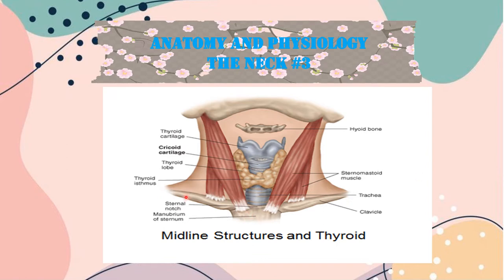So, the isthmus or the thyroid isthmus and the thyroid gland lies across the trachea. Okay, this is the trachea just below the cricoid cartilage. So, there is our isthmus of the thyroid gland.